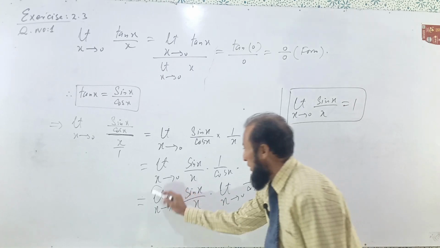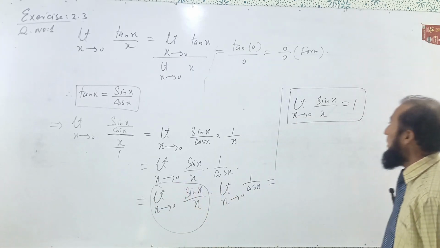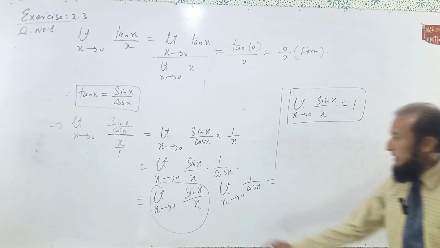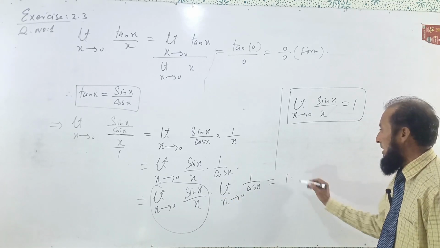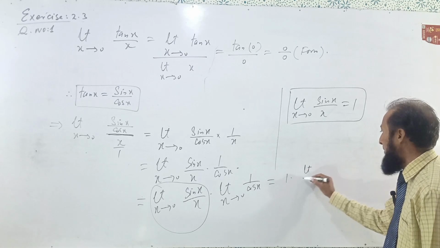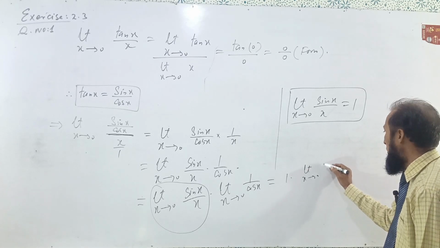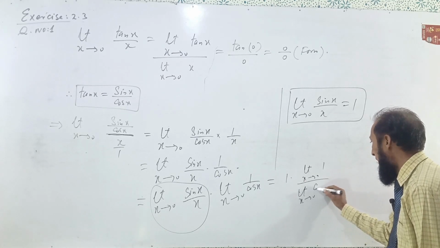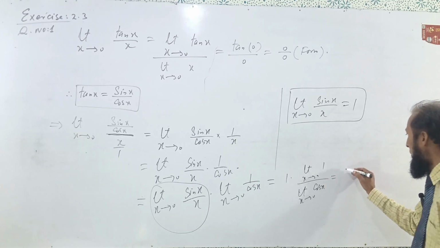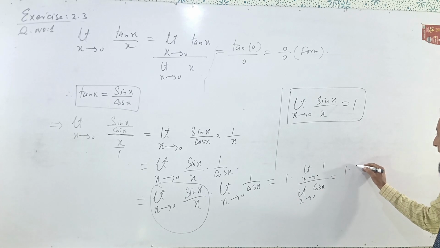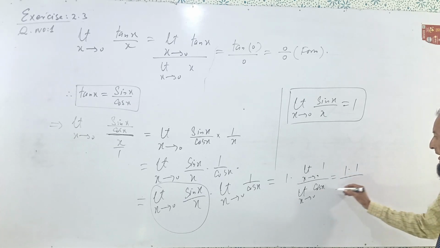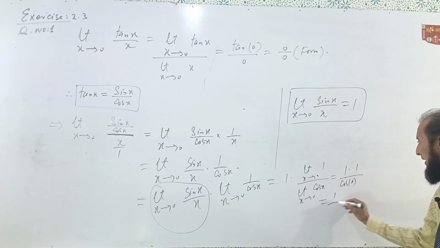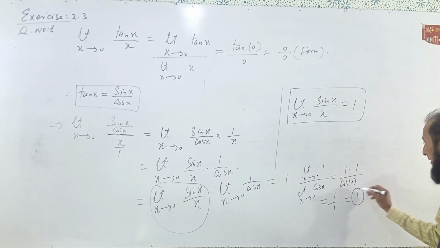This is equal to one of the formulas, limit x tends to 0 sin x by x is equal to 1. In the place of this result we put 1, and here we apply limit x tends to 0 of 1 and limit x tends to 0 of cos x. Now the constant rule, we put 1, and here cos 0 is equal to 1. So 1 divided by 1 is equal to 1.